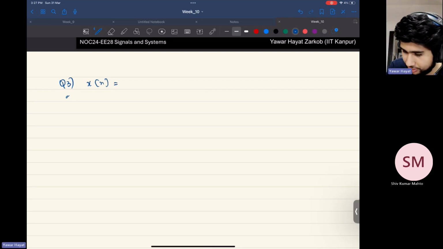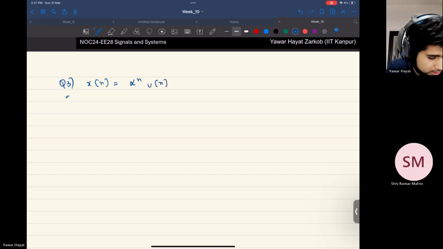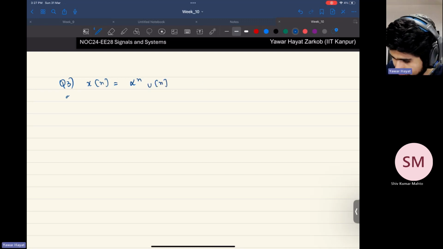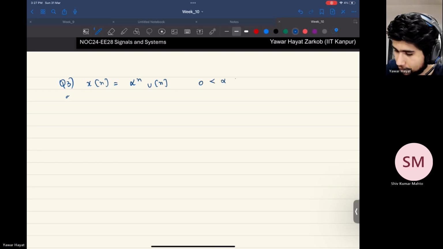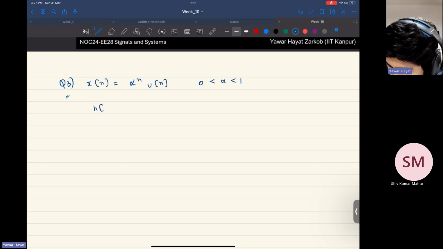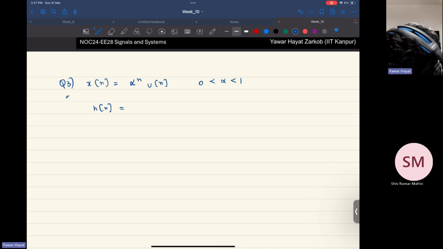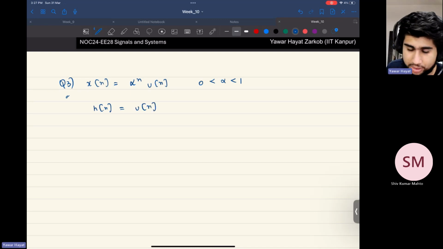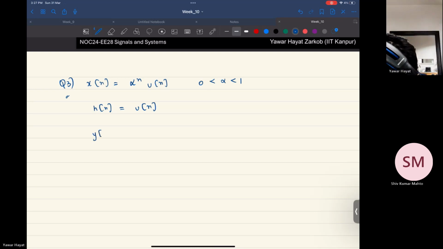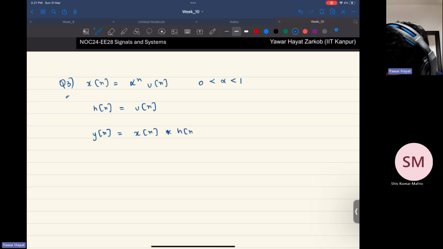So your x of n is alpha raised to the power of n u of n, where alpha lies between 0 and 1. What is your h of n? H of n is u of n. It's given in the question. We need to compute y of n. Y of n by definition is x of n convolution h of n.